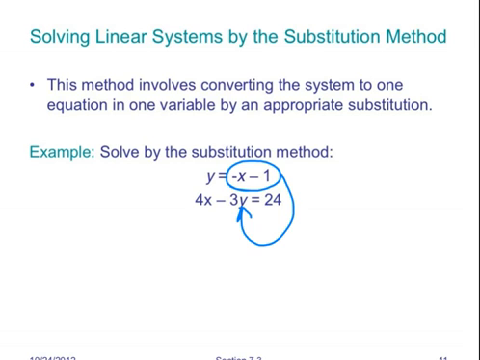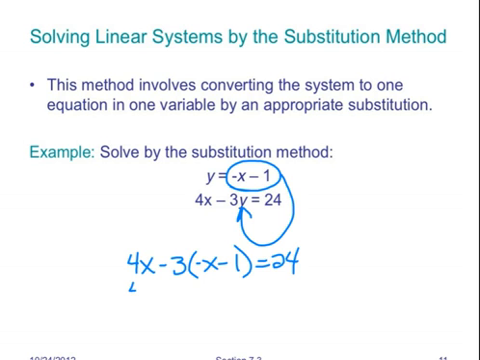I'm going to take, I still have 4x, that hasn't changed. I still have the -3. But instead of writing y, I'm going to write -x minus 1 equals 24. From here, I'm going to solve it just like I would solve a regular equation. I have the -3 with the parentheses. It has to be distributed.